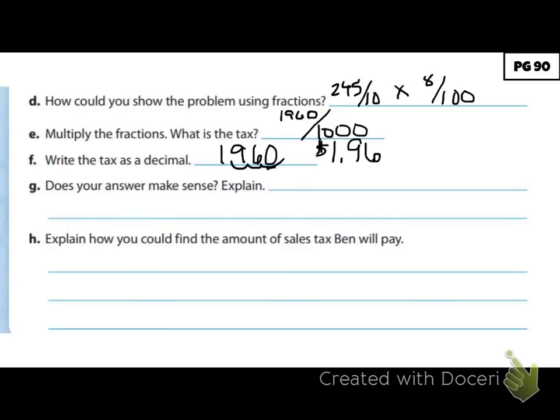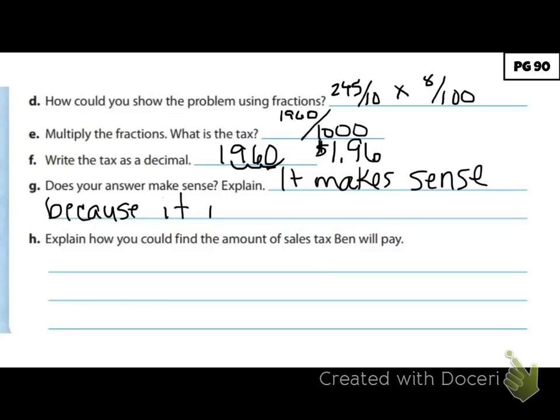So, G says, does your answer make sense? Explain. Well, let's think back up to our estimate. We had an estimate of $2.50. So, $1.96 really isn't that far off. So, we would say it makes sense because it is close to our estimate.